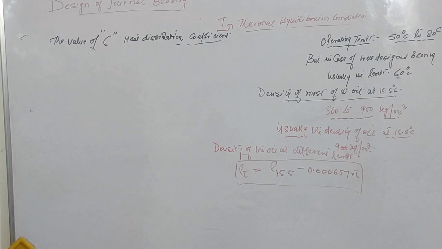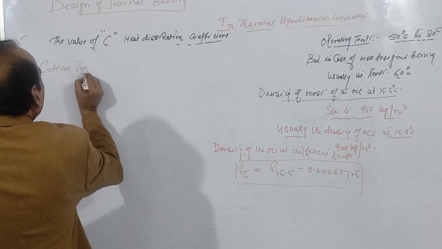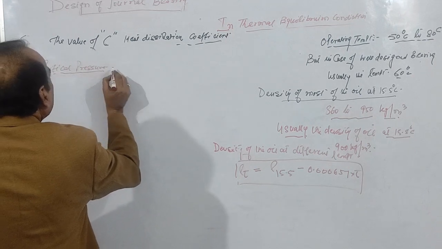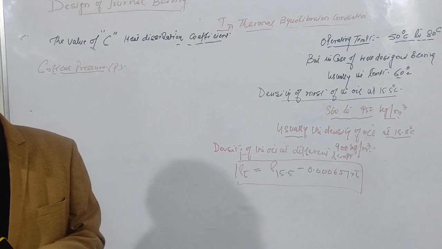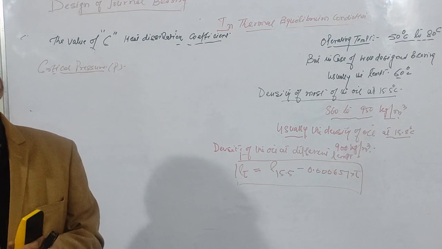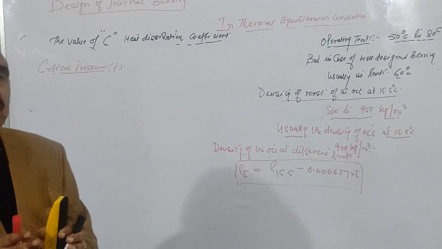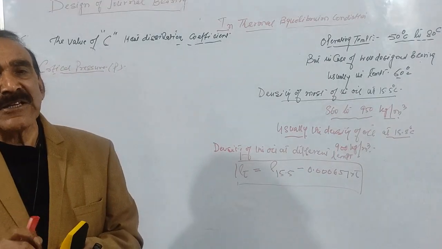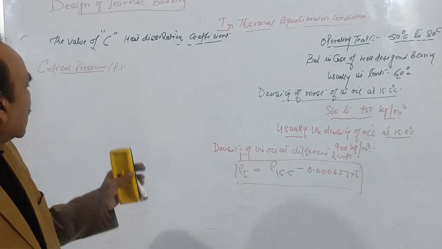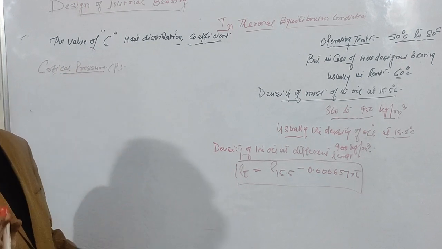Next one is your critical pressure. This is also one of the important factors there. So, critical pressure. What is critical pressure? Critical pressure is that pressure at which your thick oil film breaks down and metal to metal contact begins. Right? So at this pressure, your oil film will break down and metal to metal contact begins.